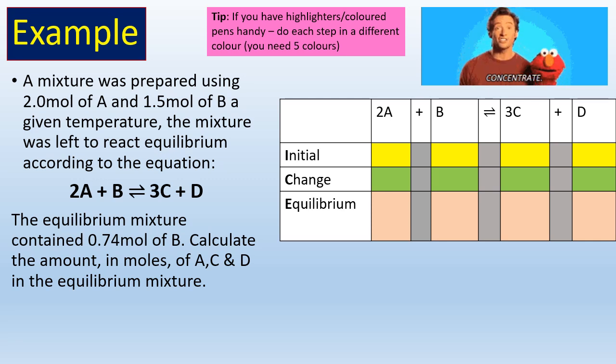So, in this example, a mixture is prepared using 2 moles of A and 1.5 moles of B at a given temperature. The mixture is left to react according to the equation 2A + B → 3C + D. The equilibrium mixture, after we left this for a period of time, contained 0.74 moles of B. Calculate the amount in moles of A, C and D in the equilibrium mixture. So, have your table written out, and your question written out, before you move on.